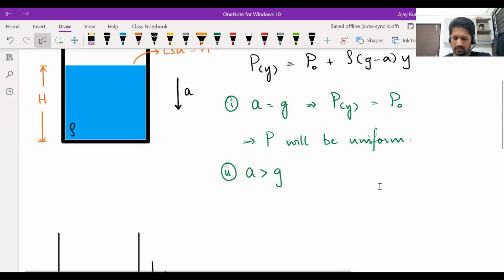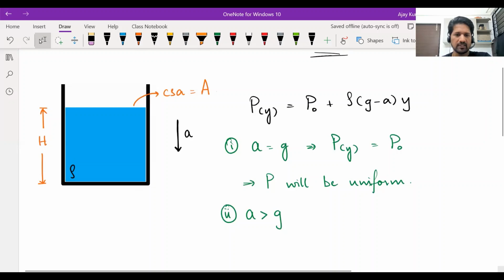Now, if you try to do the same with the liquid inside a container like this, suppose the container goes down with an acceleration greater than g, then the liquid in the container will have a tendency to rise up.